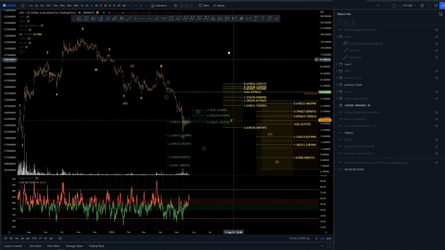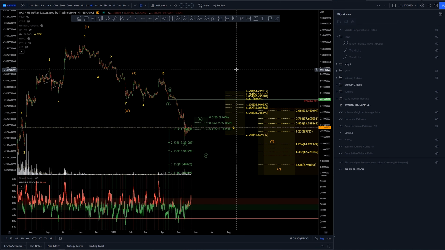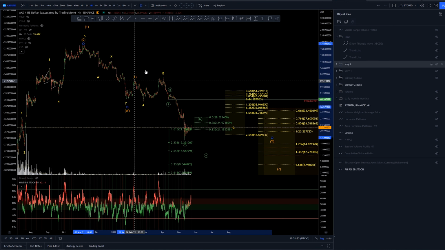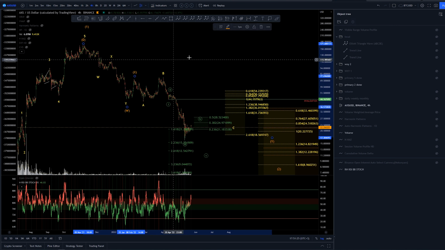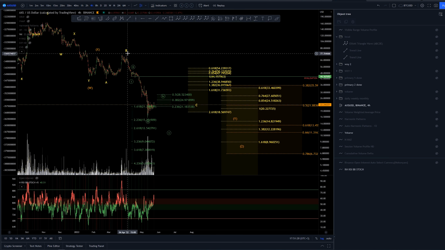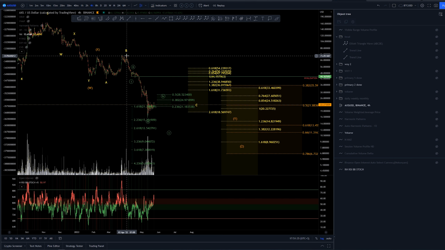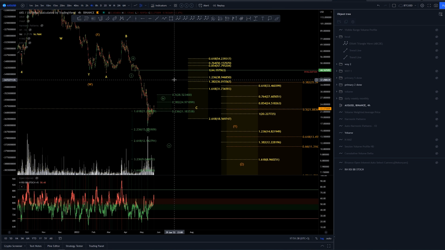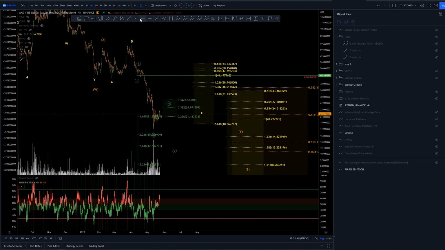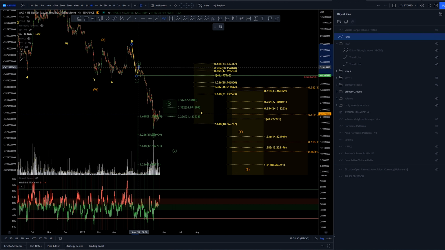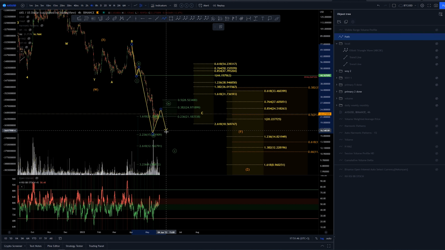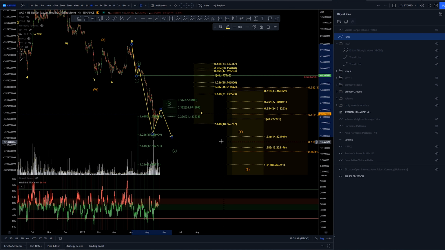Now this one is just a slightly different alteration on this one, saying that we have again WXY here into W, and instead of X being here, we have it here. Now at this point we would have to look at this structure as an ABC, which is an expanded flat, and currently it does not look as bad as the other one. Here we would have a 1, 2, 3, 4, and possibly making the fifth here.